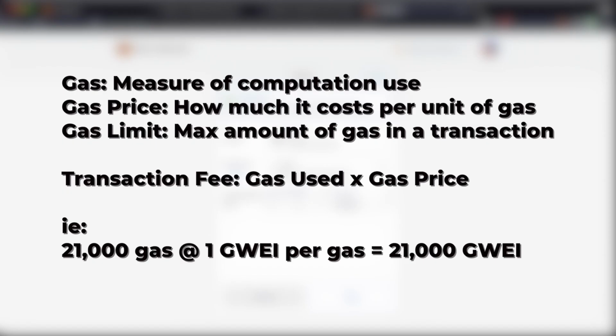So I know we've been throwing this gas term around for a little bit, but here it is basically simplified. Gas is the measurement of how much computation something uses. The gas price is how much it costs per unit of gas. A gas limit is the maximum amount of gas that can be used in a transaction. So for example, if we make a transaction that uses 21,000 gas and each 1 gas is 1 Gwei in price, that means we're going to pay 21,000 Gwei in transaction fee.